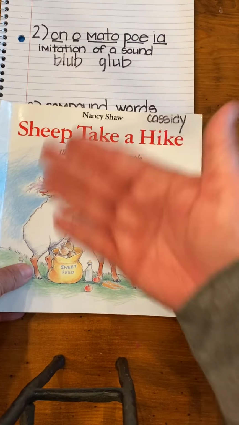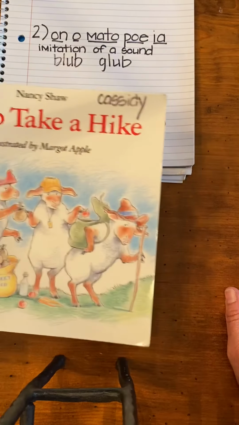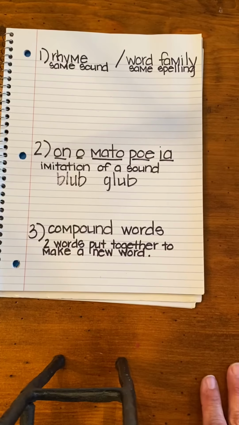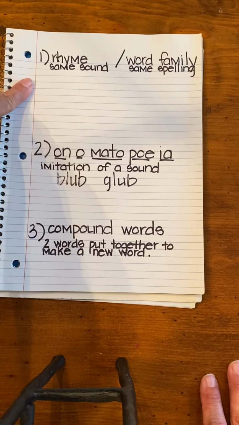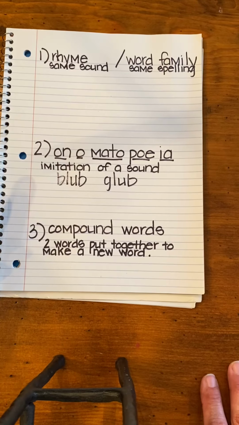Of course, there's many other lessons you could do with this, but I just wanted to keep it to 3 so that our videos weren't 8 days long. So number 1 is the difference between a rhyming sound and a word family. Number 2 is onomatopoeia. And number 3, compound words.